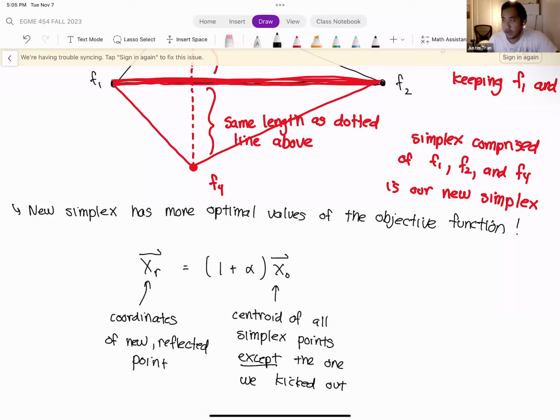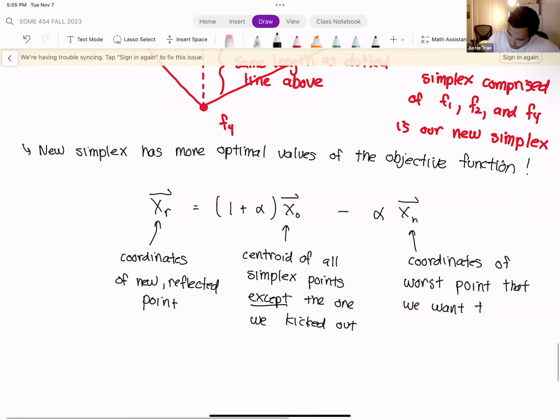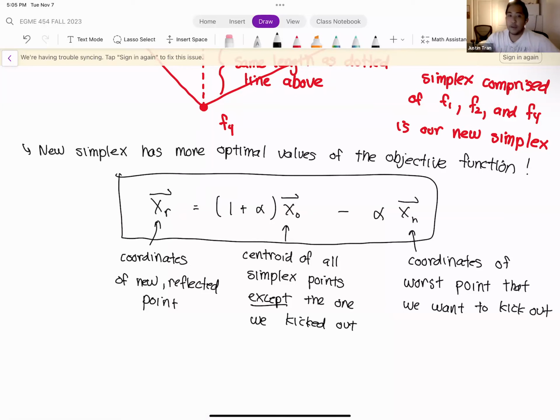So X0 in the case that we just covered would be the average between F1 and F2 in their coordinates. And then we're going to subtract alpha times the XH vector. This XH vector is the coordinates of the previous worst point, the one that we're going to kick out. So that's a formula that you can use to solve for the reflected point.